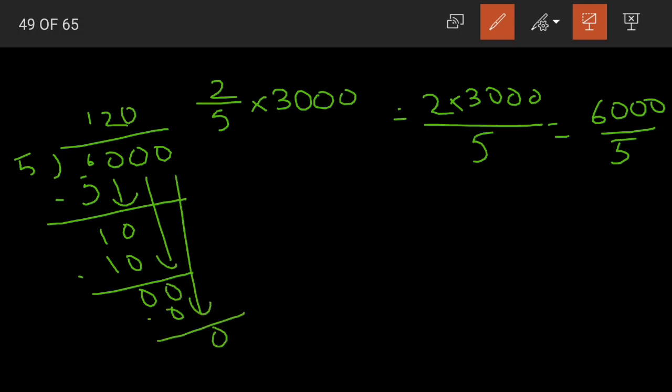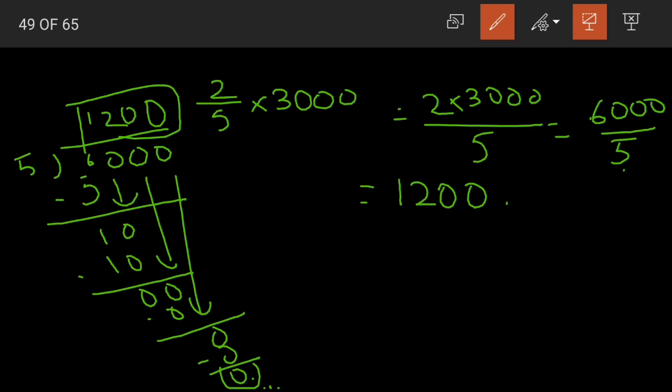Again another 0 brought down. So then lastly we are left with 0 as our remainder. What is our quotient here? 6000 divided by 5. 1200 is our quotient. Now what is this? This is 2 by 5 of the total population. That is, this is the number of males in the given village. Out of 3000, there are 1200 males.